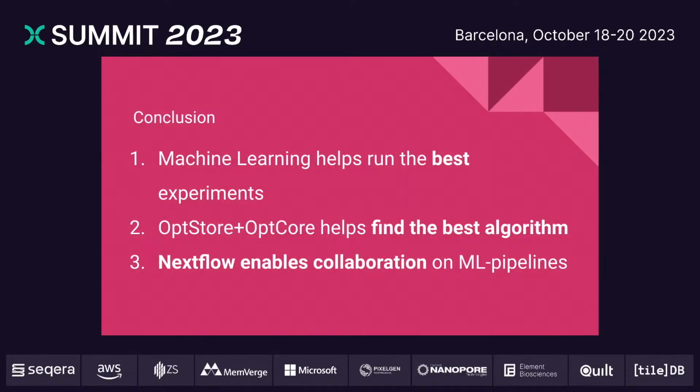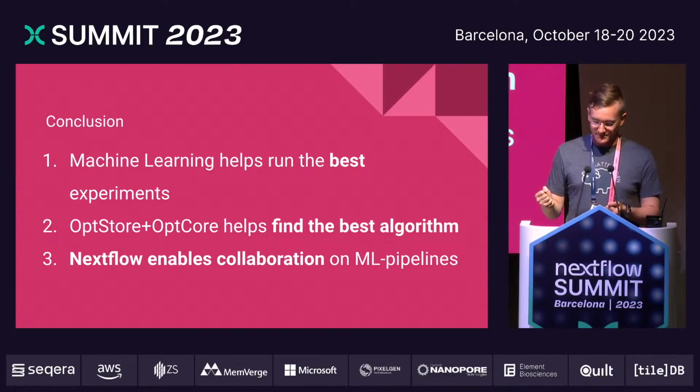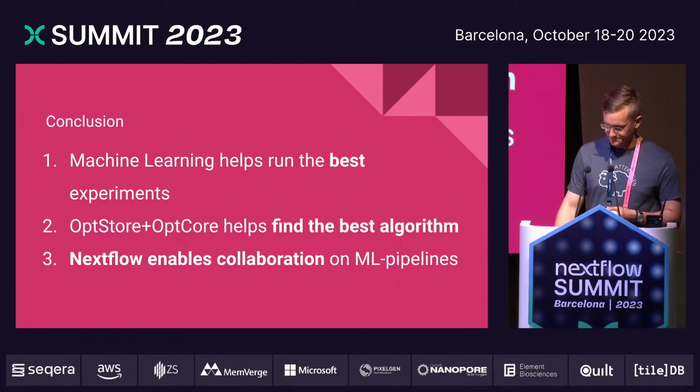So, putting it all together, machine learning helps run the best experiments for material science, but in general anyway. With the OptStore and OptCore, we're trying to help people find the best algorithm and make that run. And with Nextflow, we've really found a solution that helps us collaborate in an open science way to make these pipelines work. All right, thank you so much.